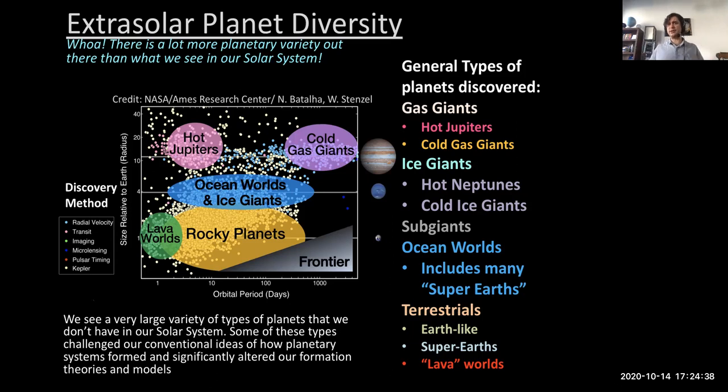We see the three that we see in our solar system. So we see gas giants, although really our gas giants are kind of cold. So we see cold gas giants. We see Earth like terrestrial planets. And we see cold ice giant planets. But we see a whole host of other types of planets as well. Something that we're about to talk about a lot are a so-called type of giant or a type of gas giant planets that we call hot Jupiters.